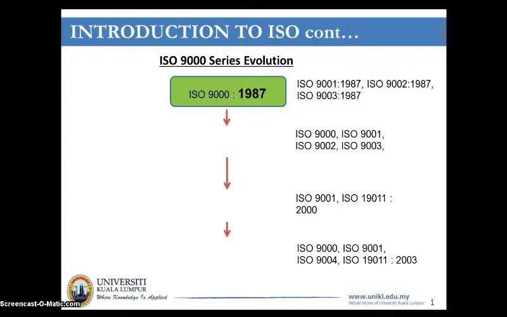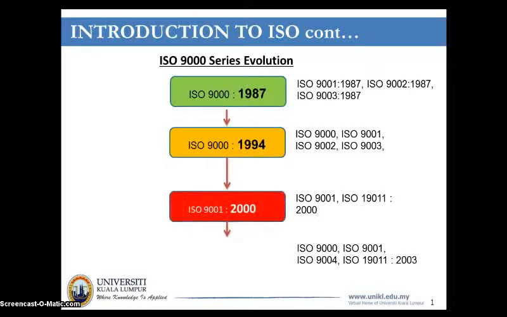Now, the evolution of the ISO 9000 series: up to now, there are a total of four revisions. ISO 9000 was first established in 1987, and then it proceeded to the second revision in 1994, then in the year 2000 the third revision was conducted, and lastly in 2008, the fourth edition of ISO 9000. So up until 2008, the standard has been revised.